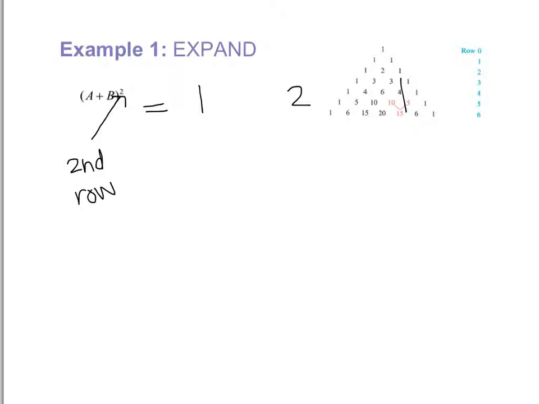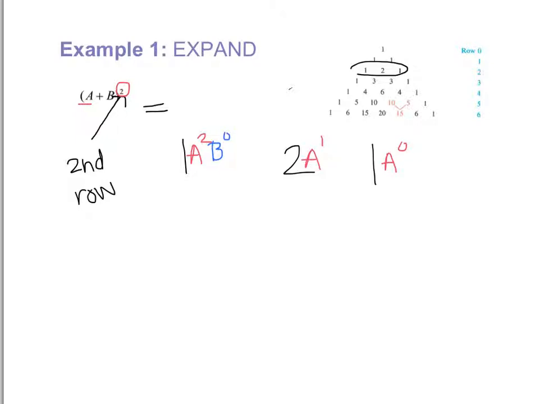Oh, I just wrote over my Pascal's triangle, sorry. Let me fix that. Let's move it down here. 1, 2, 1. So that's from that second row there. Okay, now the next pattern that you need to learn is that the powers of the a's will be decreasing and the powers of the b will be increasing. So a will start with this power of 2 and go a squared, a to the first, a to the 0. The b's do the opposite. b starts with 0, then b to the first, and then b squared.